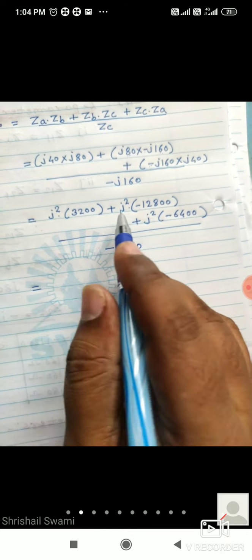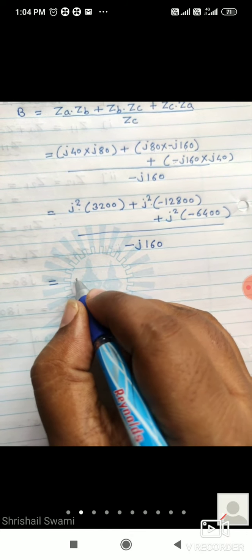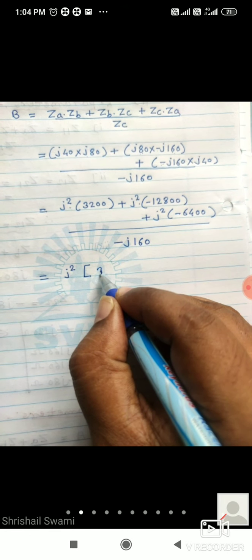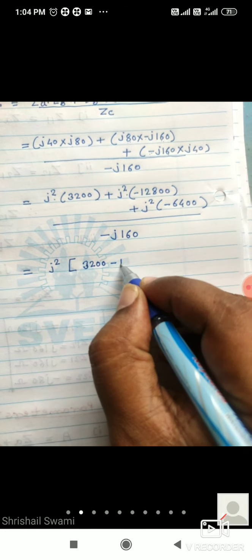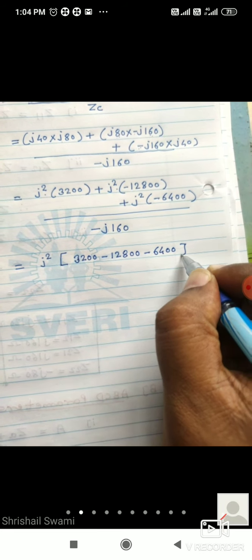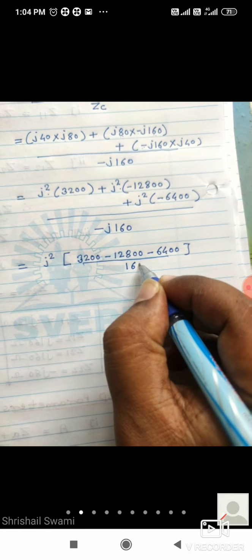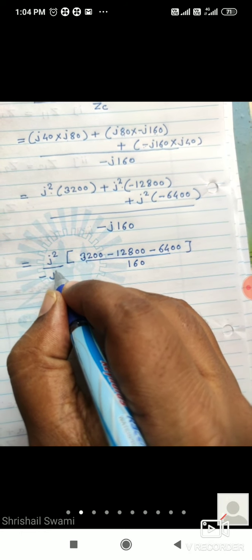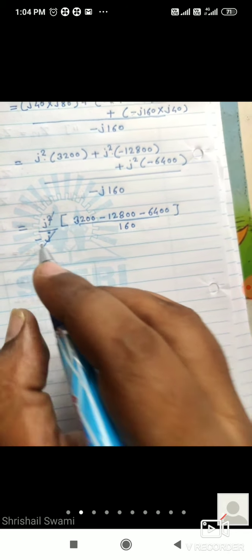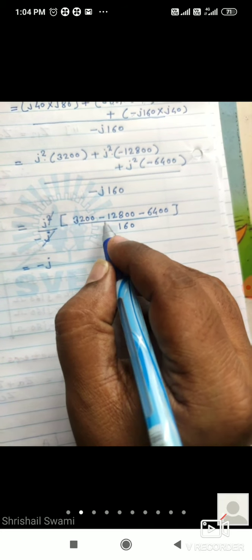J square तुम्ही common घेऊ शकता. Okay, so J square you can take common. So 3200 minus 12800 minus 6400 divided by 160, and here you can take minus J. So someone tell me, so this J and 1 J will get cancelled. So minus J will be the answer here. बरोबर आहे? So someone tell this expression. Calculate करा आणि सांगा.